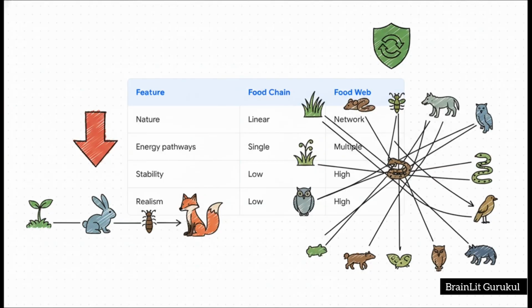A food chain is linear, a single path, which makes it unstable and pretty simplistic. A food web, on the other hand, is a network with tons of pathways, which makes it way more stable and much more realistic. The key takeaway is that more connections generally lead to more stability.